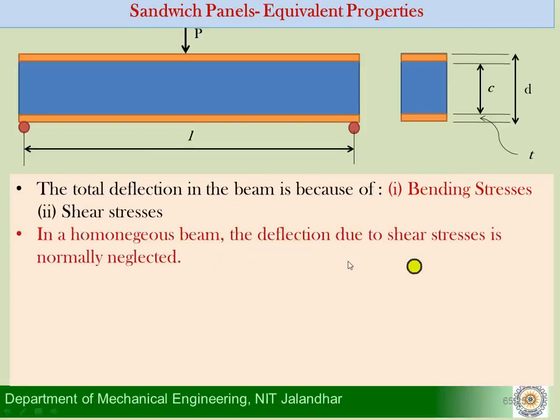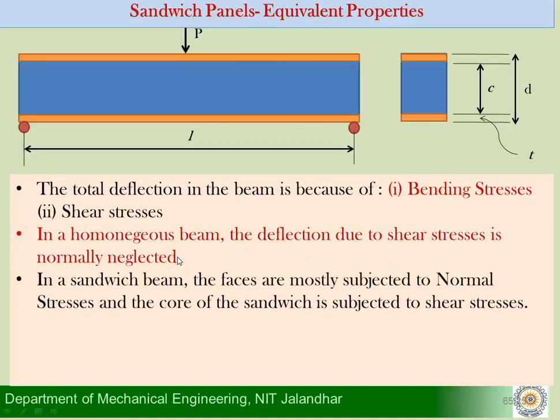As I said, in a homogeneous beam, if it was made of steel or aluminium only, the deflection because of the shear stresses is normally neglected. But in a sandwich beam, the faces are mostly subjected to normal stresses, while the core of the sandwich is subjected to the shear stresses. If you recall the distribution of the normal stresses over the cross section in bending, the maximum normal stresses will be near the face, and at the neutral axis the normal stresses are 0. The core material is subjected to less normal stress as compared to the face material.